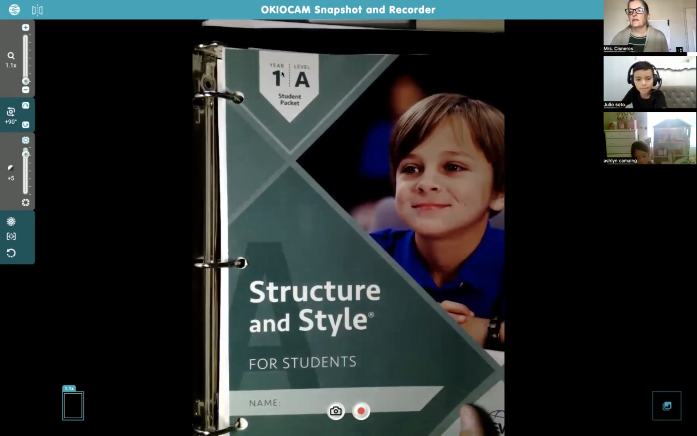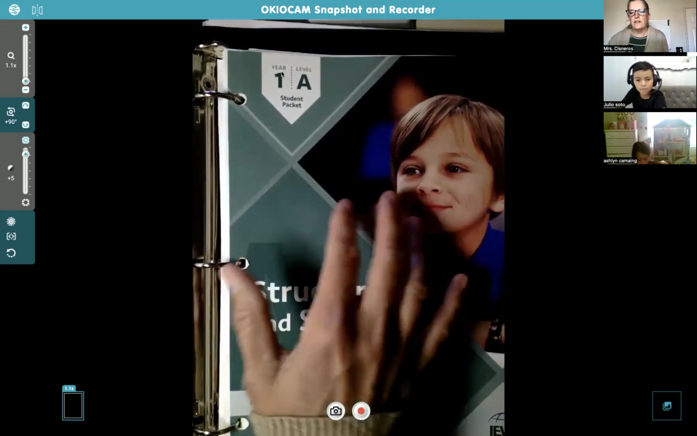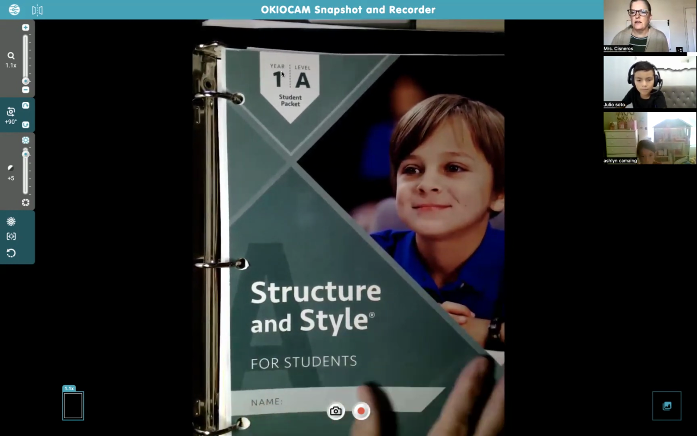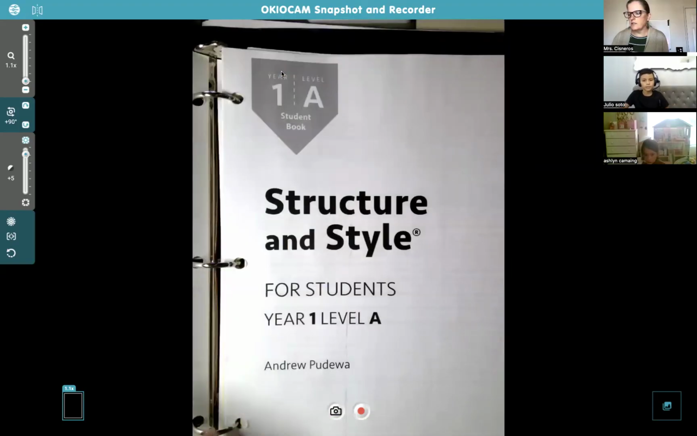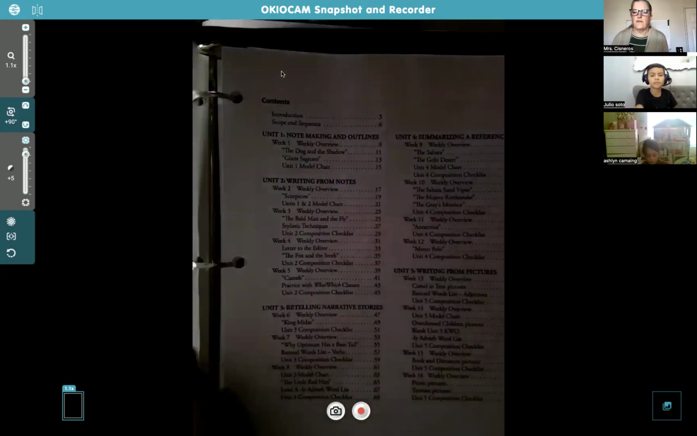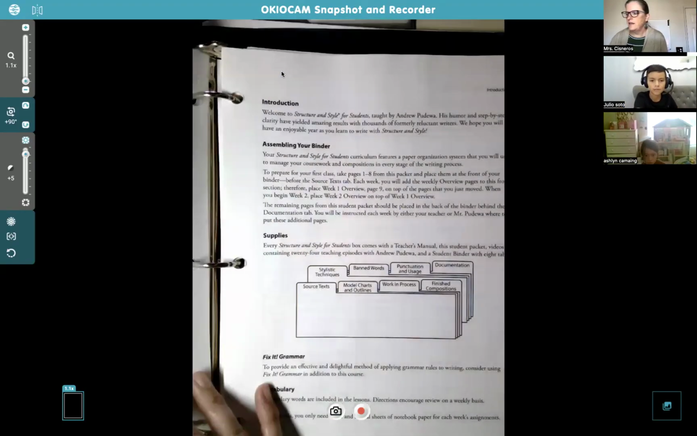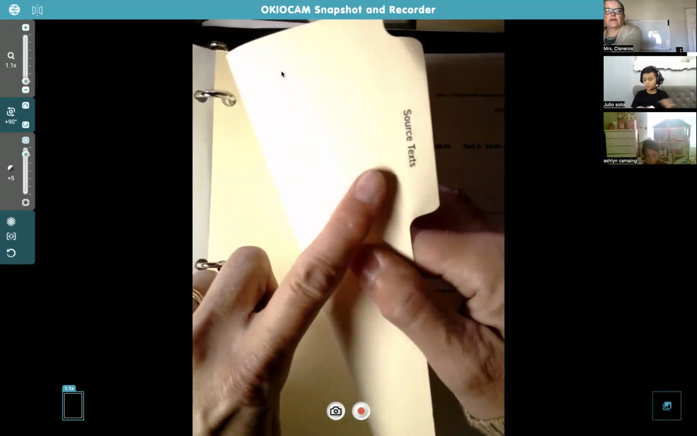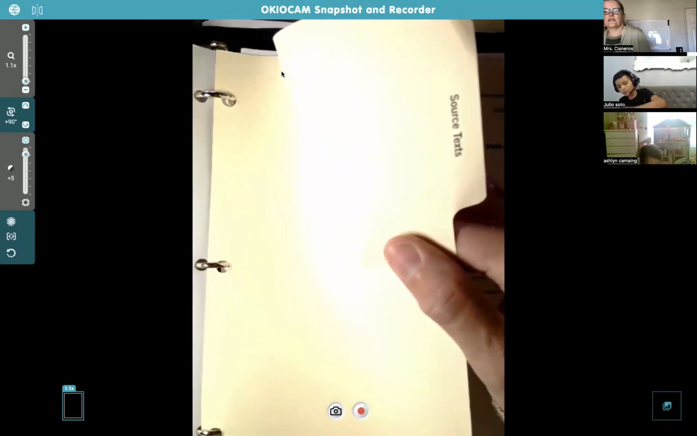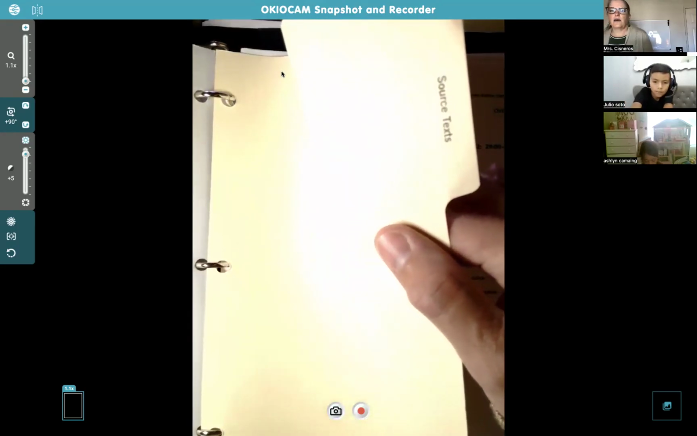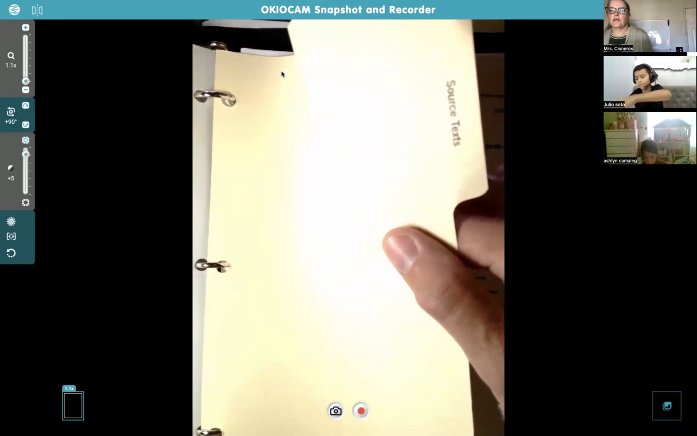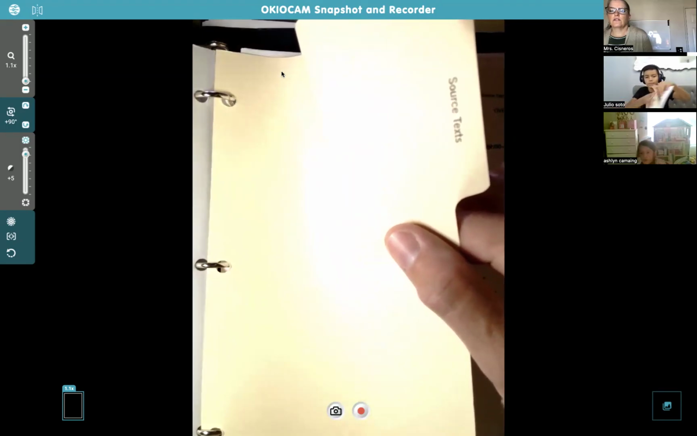Okay, good. So when you open your binder, you're going to see this page, right? And we did that last week. We put these in here. So you should have these pages that we stuck in here. And then you should have this tab. Do you see the tab that says source texts? See that tab like that? Okay, I see that thumbs up. Do you see it on yours?